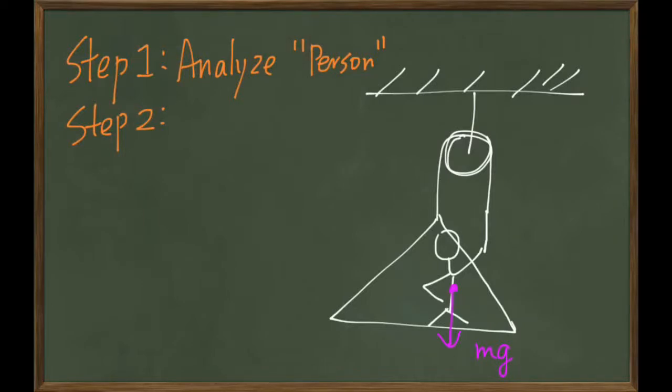Next, the contact forces. Contact forces only occur when there are contacts. So what is the person in contact with? The cord and the platform, right? The person is in contact with the cord, so there is a tension force right here pointing upward. We call it T. Next, the person is in contact with the platform, so it experiences a normal force pointing upward, which is N.